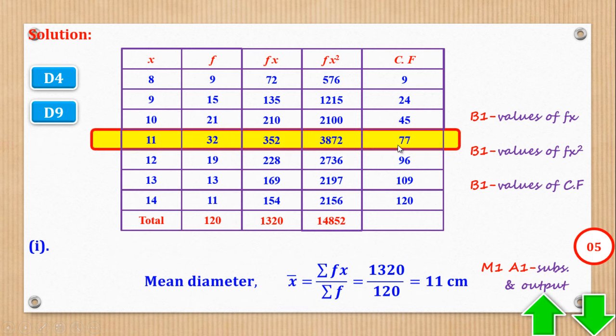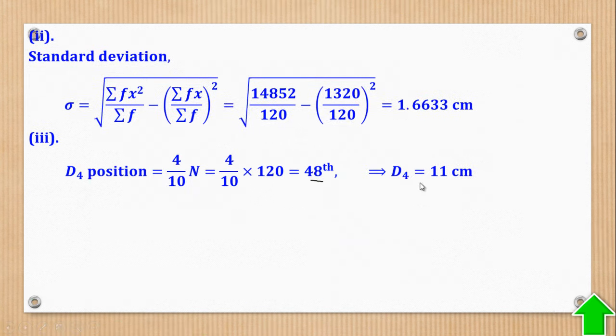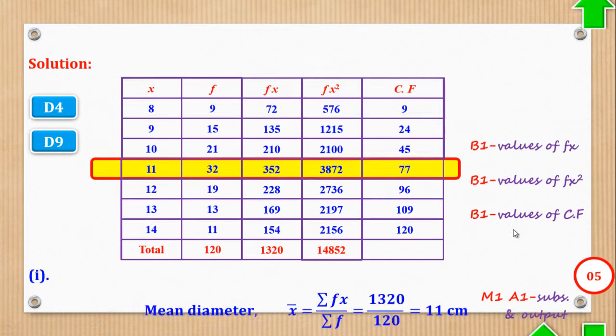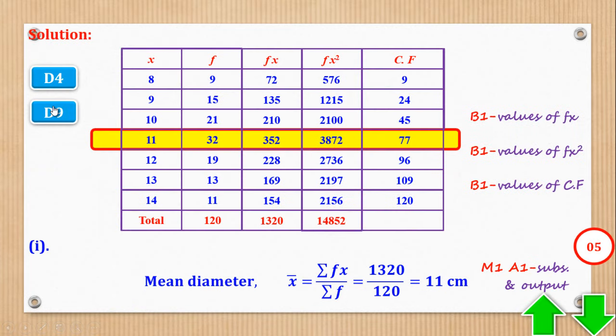So 48 lies here because 48 can't lie here, it can't lie here, it can't lie here, but it lies here. So the corresponding value of x is 11. That is why we said D4 is 11. Same applies to D9. We have 108 position, so come and look for the corresponding value of x. For that, it is here. So that becomes our D9.